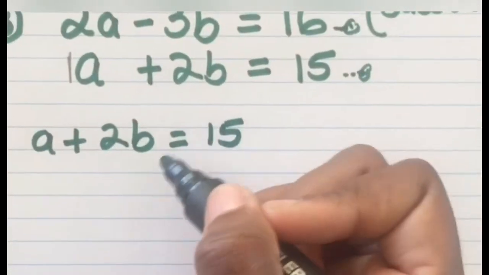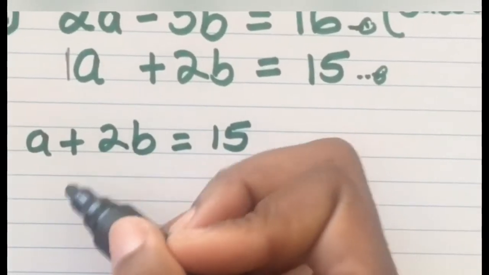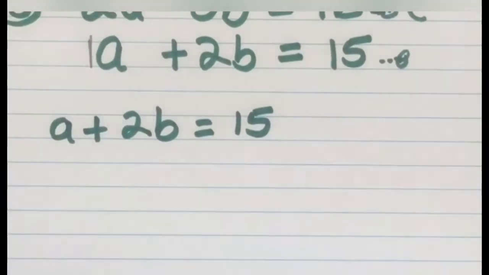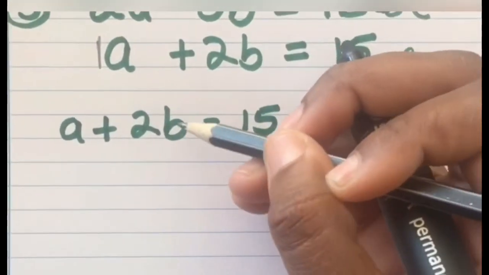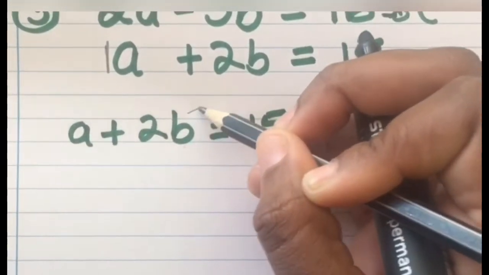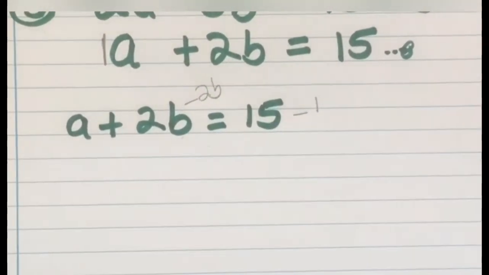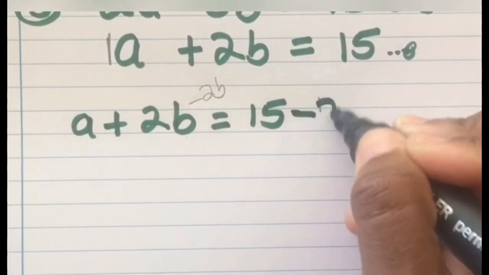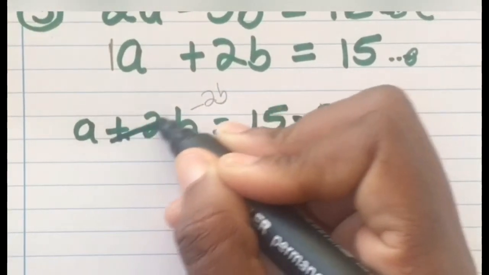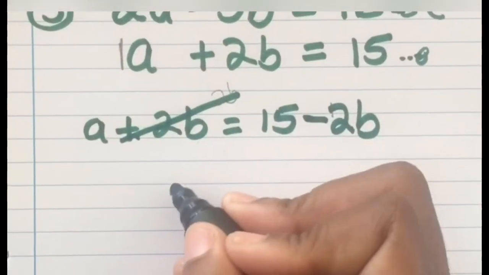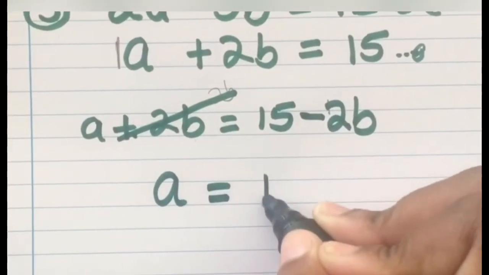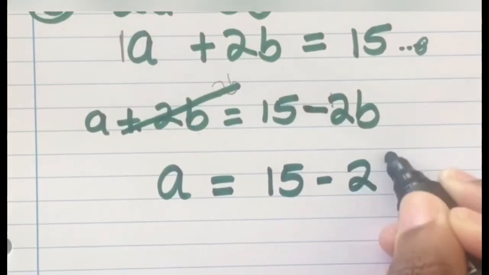Remember, making a the subject of a formula just means you are solving for a. So what I'm going to do is take away what I don't need. Since it's positive, I'm going to say minus 2b, and take it to the other side. So this side is minus 2b, and this side goes because it gives me 0. Therefore, a is 15 minus 2b.